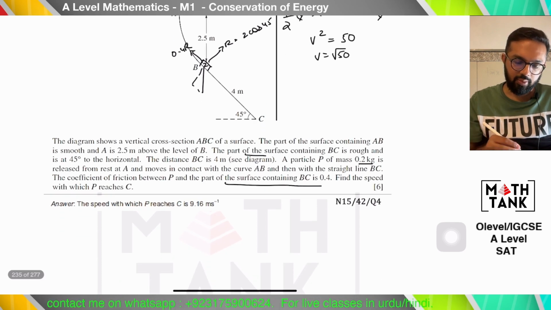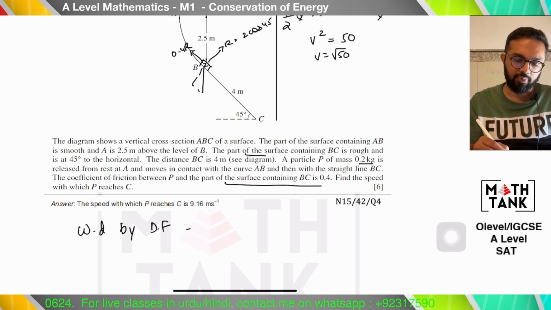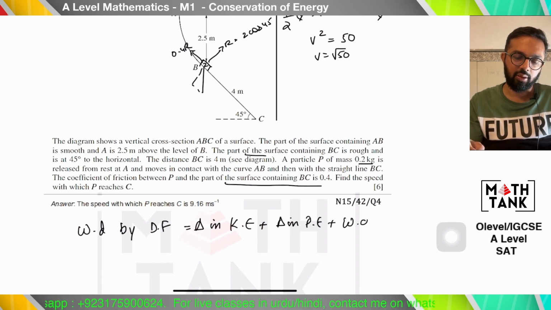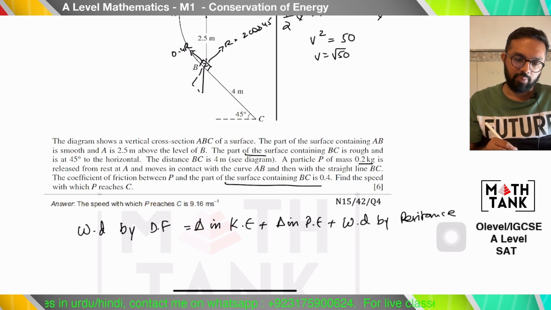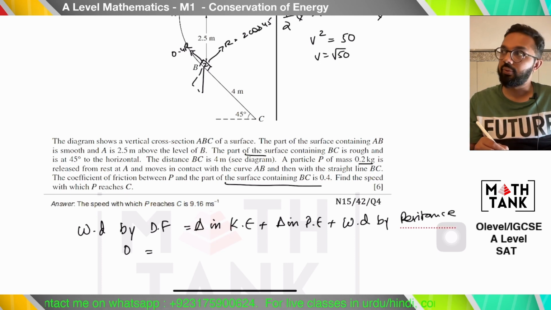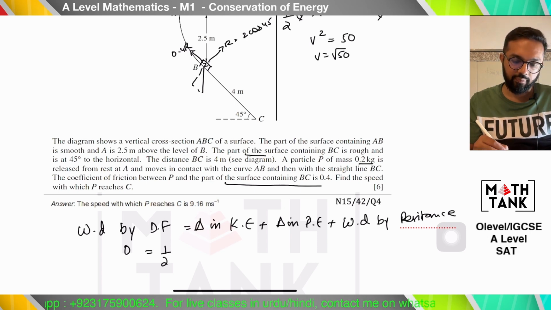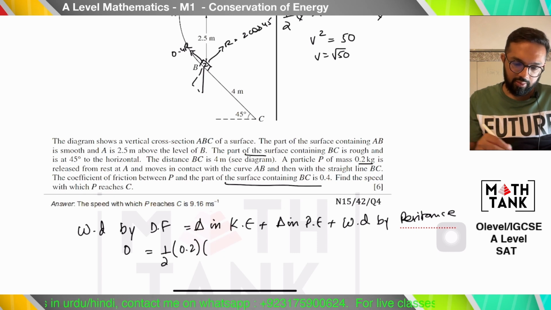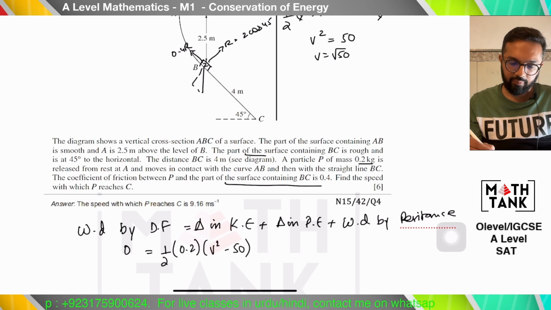Okay, then when the second part of the motion starts: work done by driving force equals change in K, plus change in P, plus work done by resistance. Work done by driving force, that's 0. There's no driving force. Half m, find the speed, so that's what I'm trying to find. The previous speed is u squared, so 50.